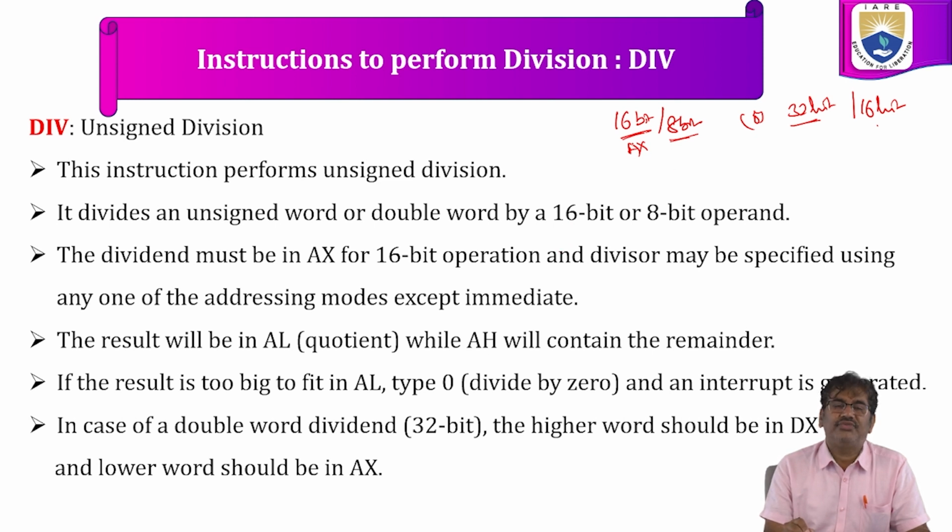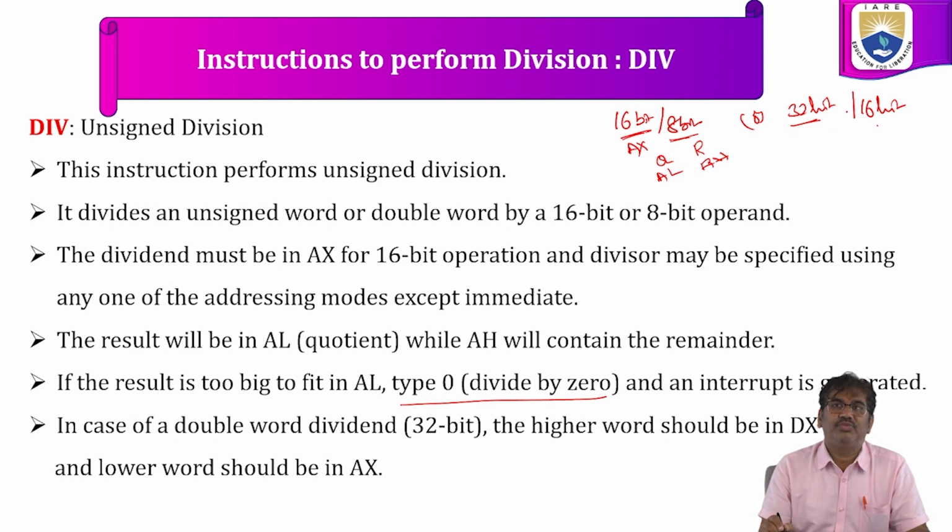After division of a 16-bit by 8-bit, the result will contain quotient portion and remainder portion. Quotient will be there in AL register, remainder will be placed in AH register. If the result is too big to fit in AL register, then type 0, that is divide by 0, interrupt is generated.